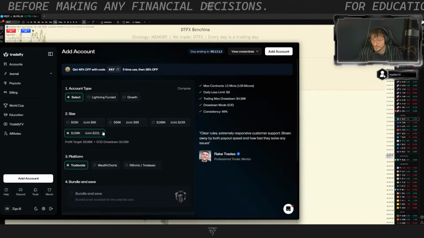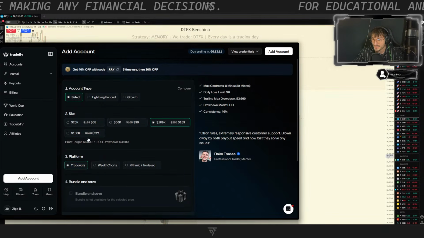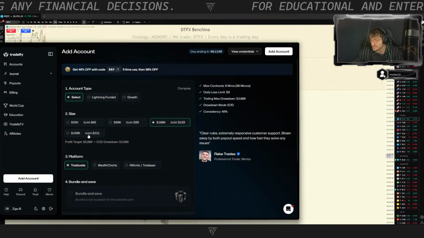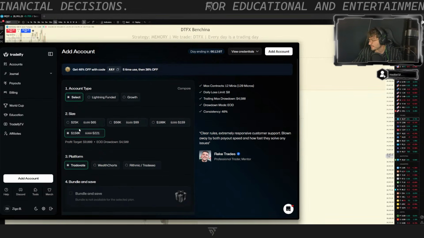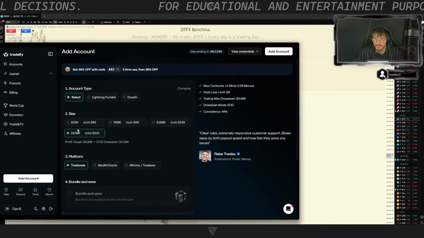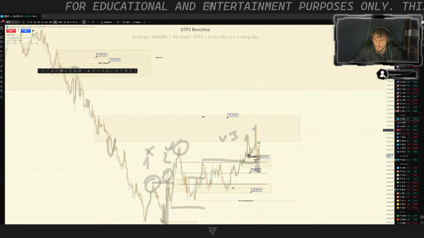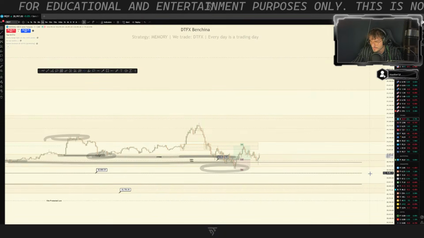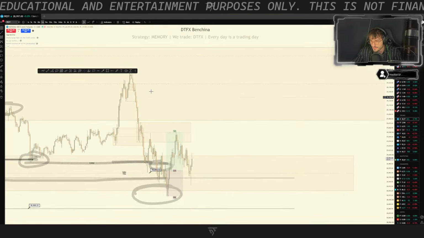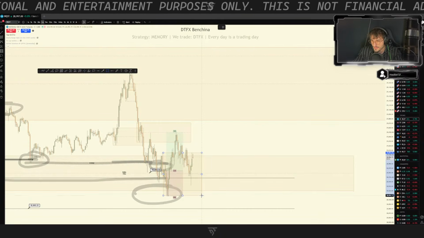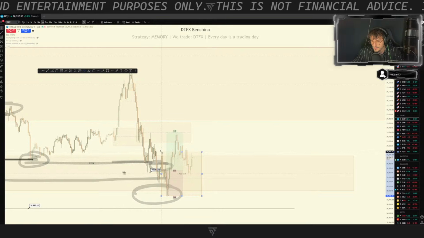And the same goes for the 150k. So these two have the same ratios, so the obvious choice would be the 150. Always look at the ratios, not the amount that you can risk. But I have to get back to price because the flip that we discussed earlier, right? The flip that I told you guys about is delivering.